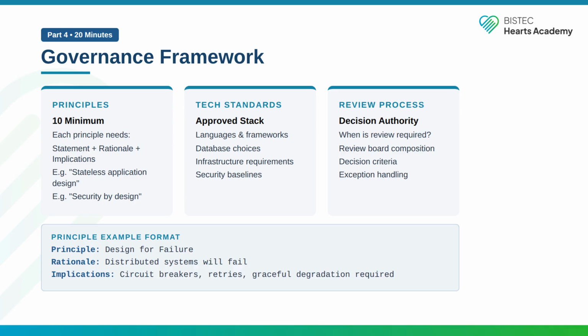The architecture review board isn't a gatekeeper. It's a peer review. The board includes rotating engineering representatives, so it stays grounded in reality. Every principle follows the same 3-part structure. No exceptions. Consistency in governance documents is as important as consistency in APIs.